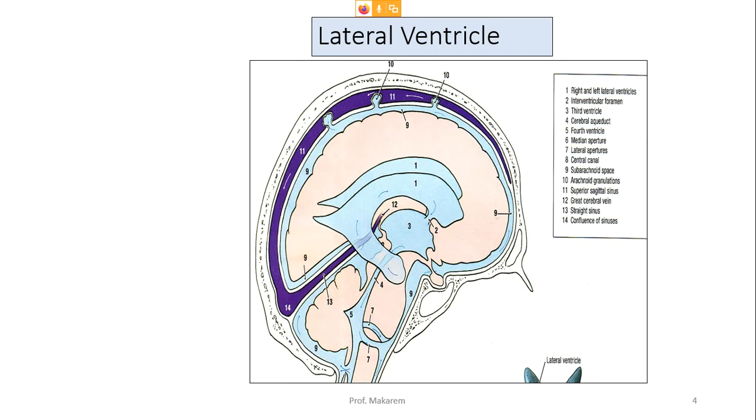Understood now? The septum pellucidum is a thin vertical sheet of nervous tissue consisting of both gray and white matter, covered on either side by ependymal cells. So the septum pellucidum is a layer which is present. I just want to briefly explain the septum pellucidum. Again, when we discuss the third ventricle, we will discuss it in detail.